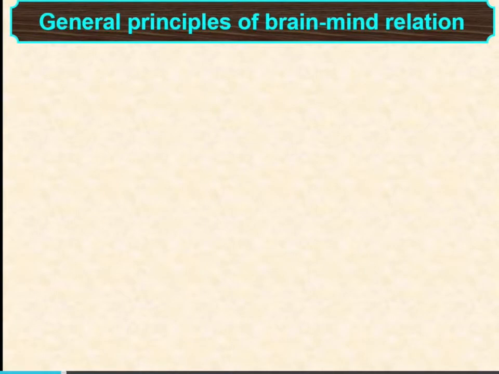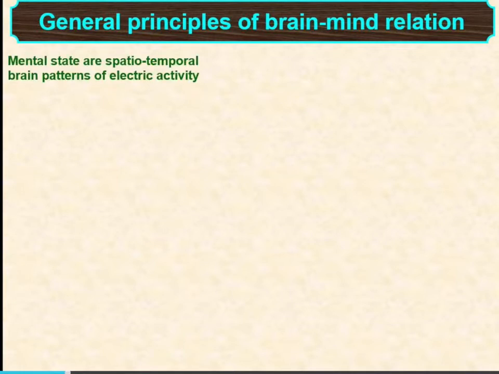So I promised I would try to justify why I think that this is actually relevant to cognitive science. And so I'll shamelessly introduce what I consider principles of brain-mind relations. Some of these are actually very trivial, and I think that most people in their right state of mind would agree with those, except that they are very rarely explicitly stated, and I think that neuroscience would do better in explicitly stating these. So the first one is that mental states are spatiotemporal brain patterns of electric activity.